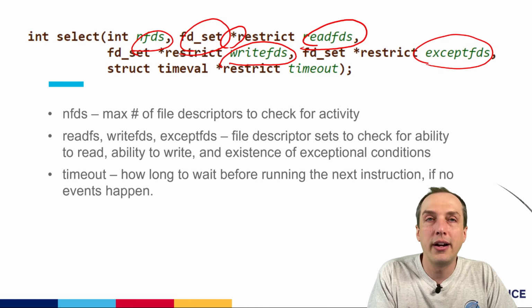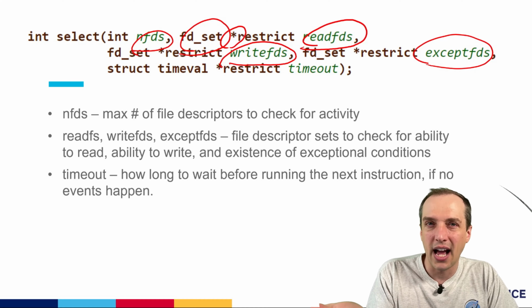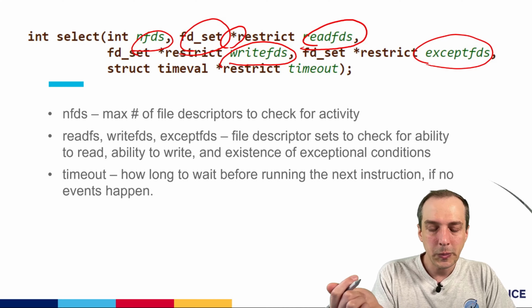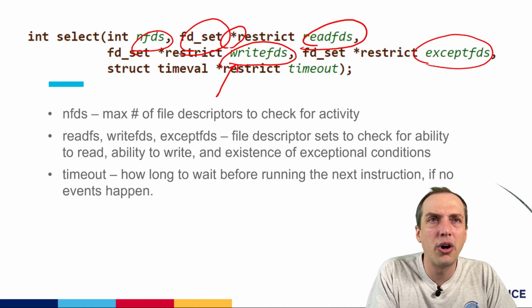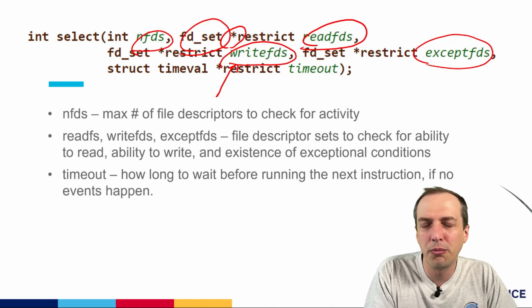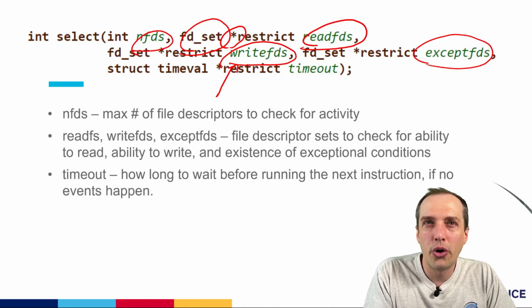And if any of them are in some exceptional state, like something went wrong, also wake me up, because I'm going to have to deal with that as well. So one thing that we don't see too much in the assignment or in a lot of the coding that we typically do for this is this write file descriptor set. Why would we have to wait for writing?